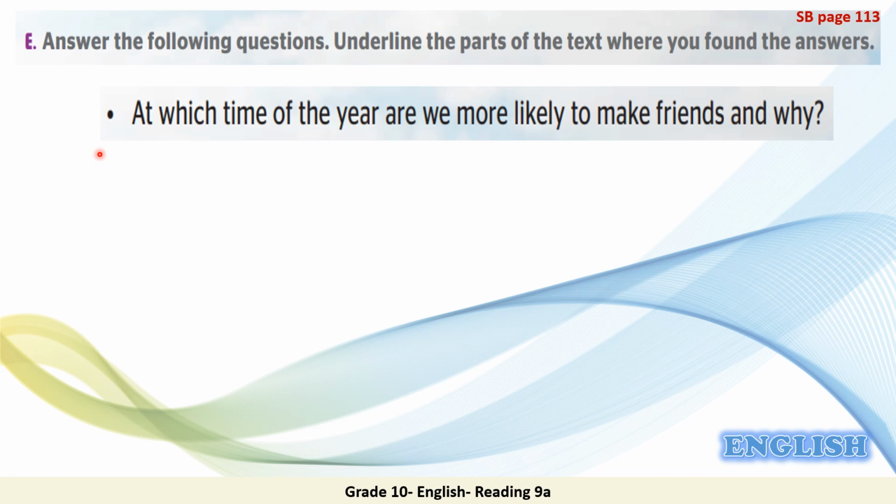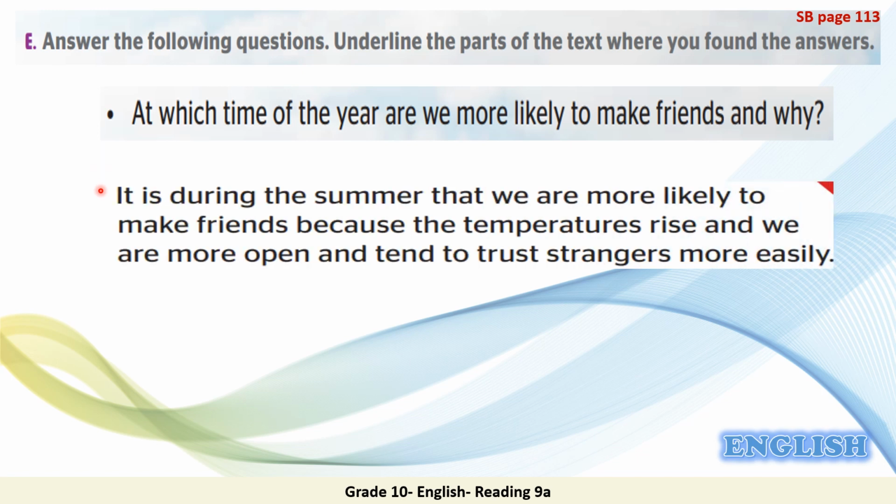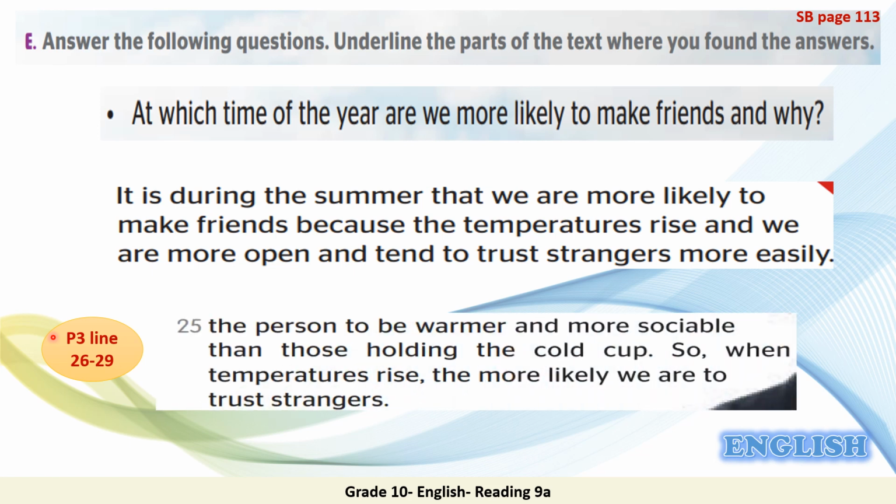Let's check the sample answer. It is during the summer that we are more likely to make friends because the temperatures rise and we are more open and tend to trust strangers more easily. Where can we find this information? In paragraph 3, line 26 to line 29, as you can see right over here. The person to be warmer and more sociable than those holding the cold cup. So, when temperature rise, the more likely we are to trust strangers.